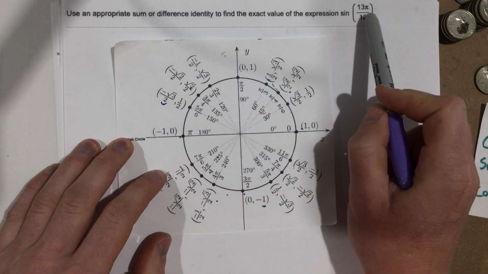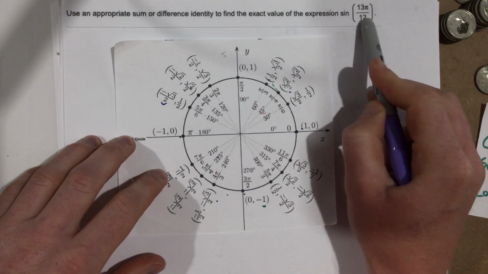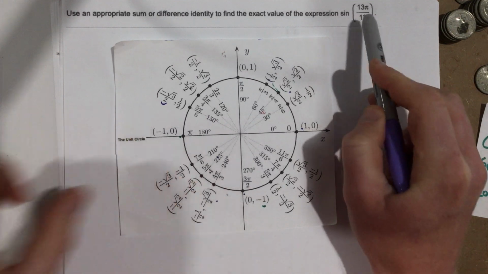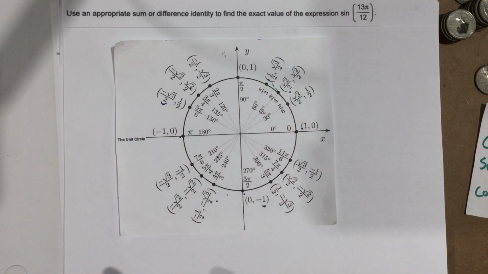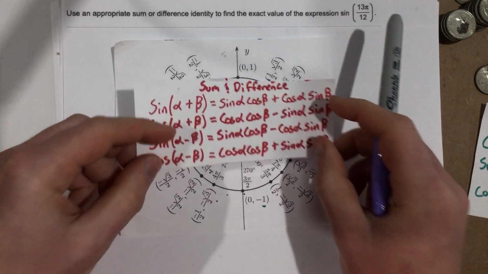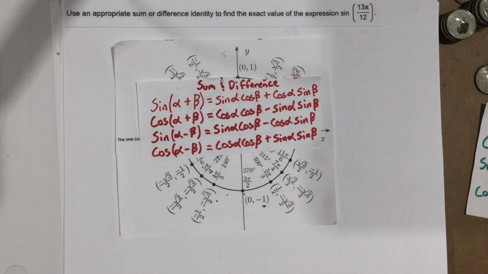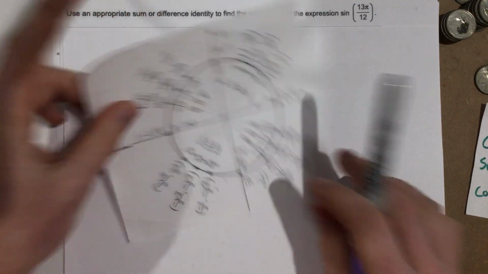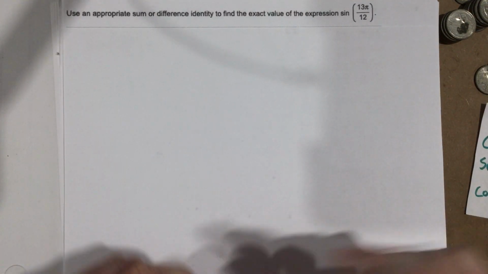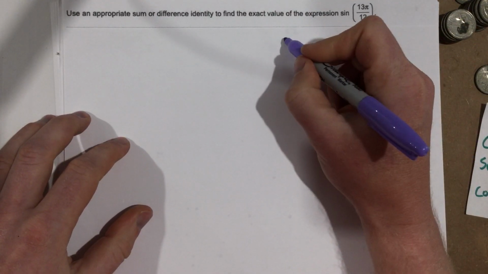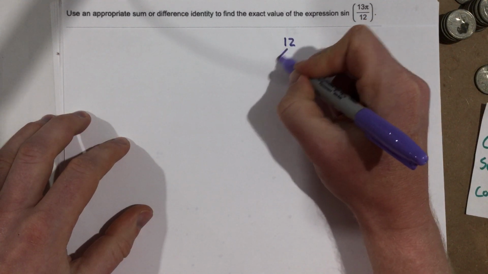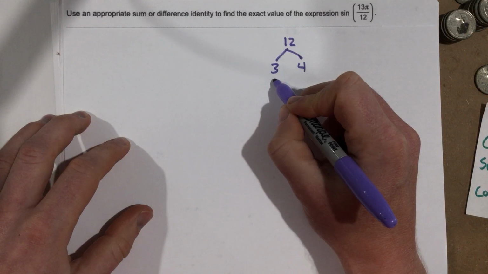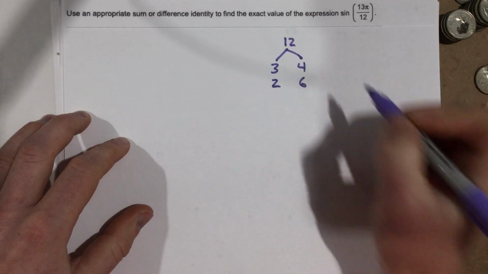Now we can solve this problem by splitting this 13 pi over 12 into an addition or a subtraction, and then we can use our sum and difference formulas, which we've learned about, to evaluate that. So, how I like to start the problem is I like to write the factors of 12 out. It's not necessary to really do this, but I kind of like to do it. I got 3 and 4, and I've got 2 and 6.